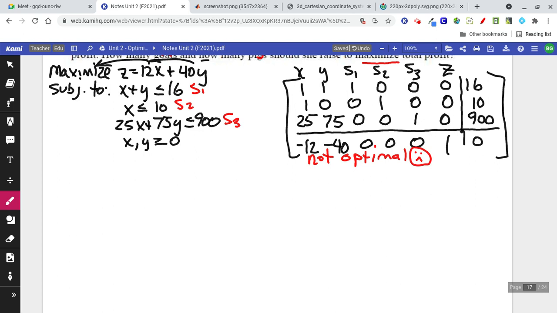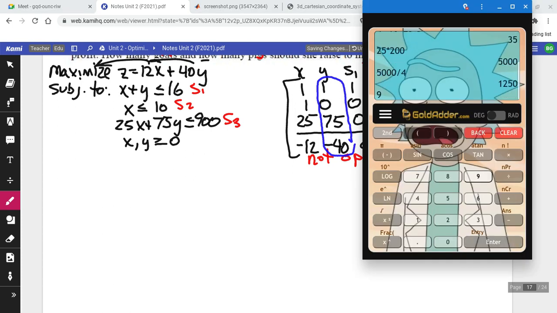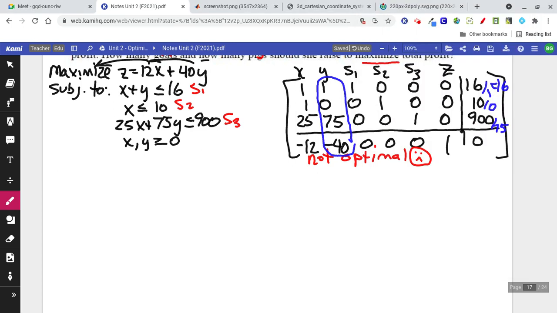And so we have to go through this process. This process says find the most negative indicator and circle that column, this negative 40. Then go through your columns and divide. 16 over 1 is 16, and 10 over 0, you can ignore that one, and 900 over 75, don't know what that is. 12. And so 12 is your least positive ratio. 12 is less than 16, so we circle that one.